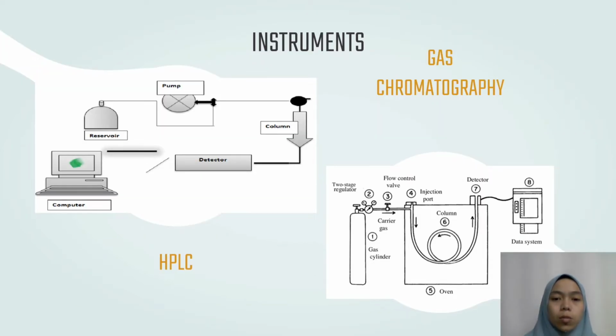These are the instruments for gas chromatography and HPLC. For gas chromatography, the instrument consists of carrier gas, injector, column, detector, and display system. For HPLC, the instrument consists of mobile phase, reservoir, pump, injector, column, detector, and data system.